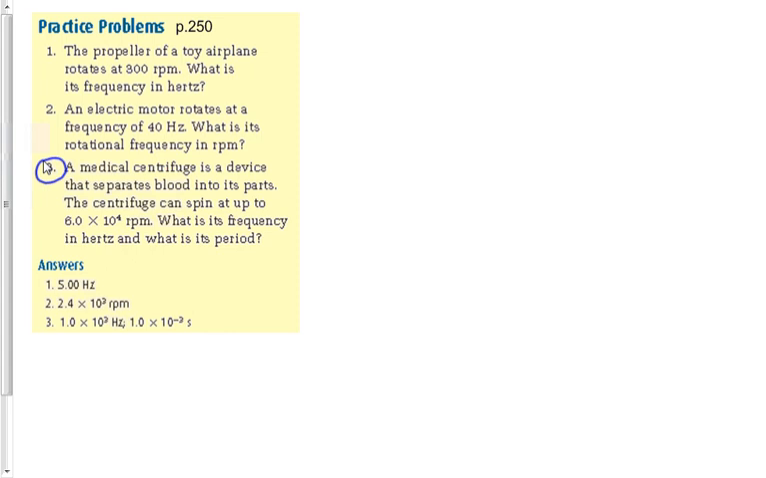The heavier things will go to the outside. The lighter things won't go to the outside quite as much. Does that make sense? We also, or not we, but countries, scientists can also use centrifuges to separate uranium.